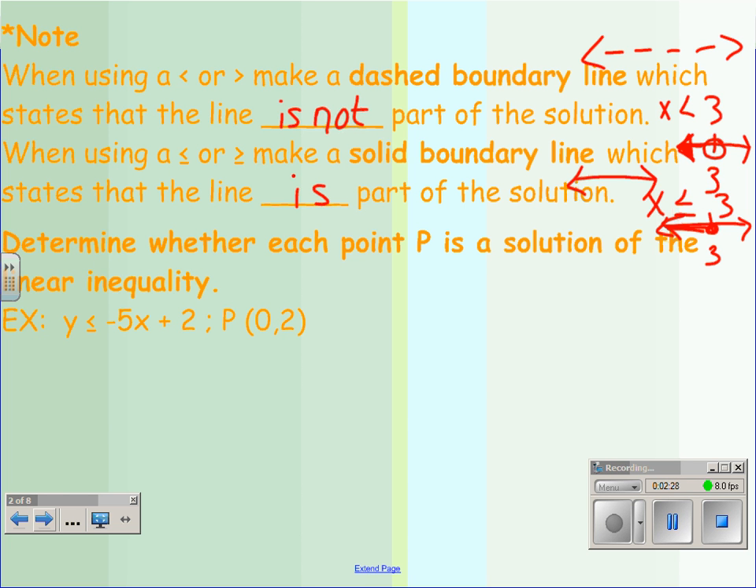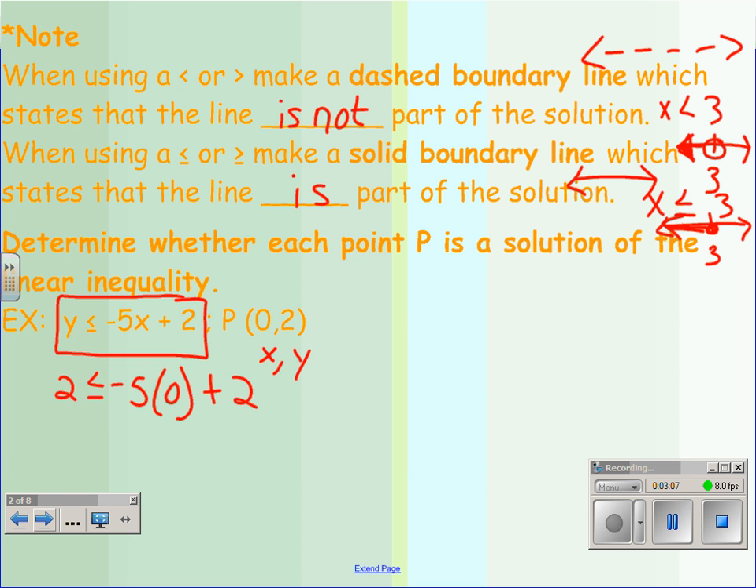Determine whether each point P is a solution of the linear inequality. On this example, this is what we're concentrating on. We've seen equations looking like this, like y is equal to negative 5x plus 2. It looks like it's in slope-intercept form, but this is an inequality statement instead. We're just going to substitute in the 0 and the 2 to see if it does make the statement true. We know that 0 is x and 2 is our y. So we have 2 is less than or equal to negative 5 times 0 plus 2.